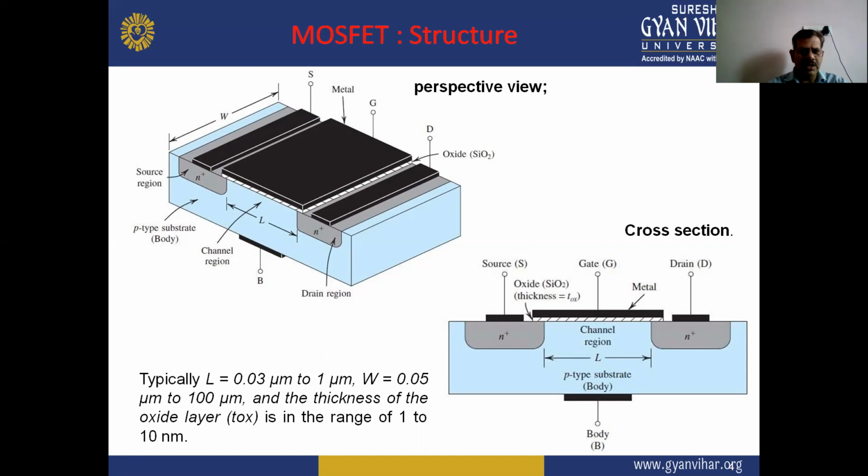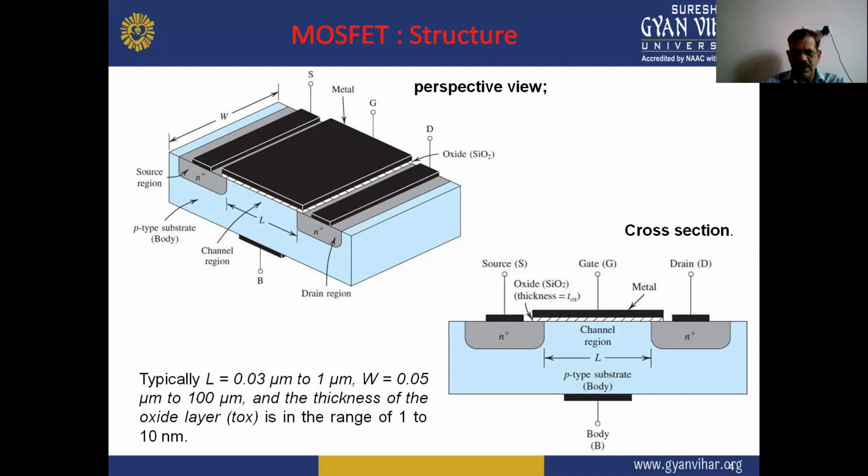There are the p-type substrate body, the N channel, the drain region also, and the oxide layer SiO2, in the perspective view of the MOSFET structure and in the cross section of the MOSFET structure. So there are three terminals: source, gate, and drain, and also an oxide layer, that is the SiO2, and the thickness of this layer is kept very minimum.